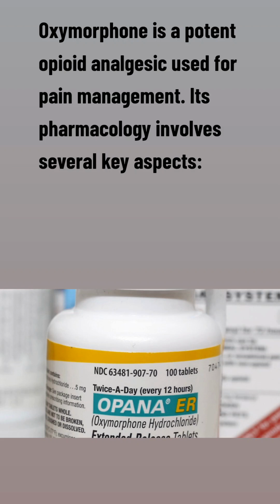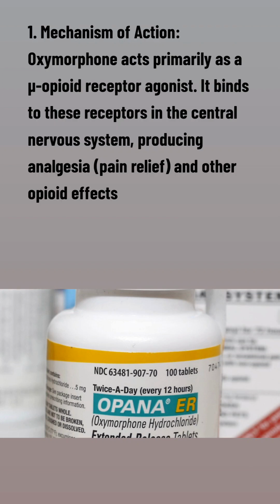Oxymorphone is a potent opioid analgesic used for pain management. Its pharmacology involves several key aspects. 1. Mechanism of action. Oxymorphone acts primarily as a mu-opioid receptor agonist. It binds to these receptors in the central nervous system, producing analgesia, pain relief, and other opioid effects.